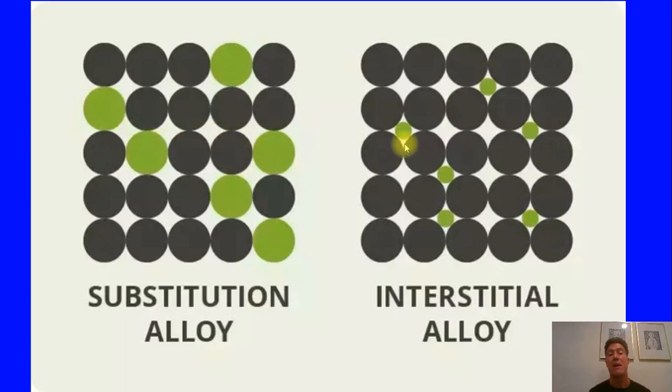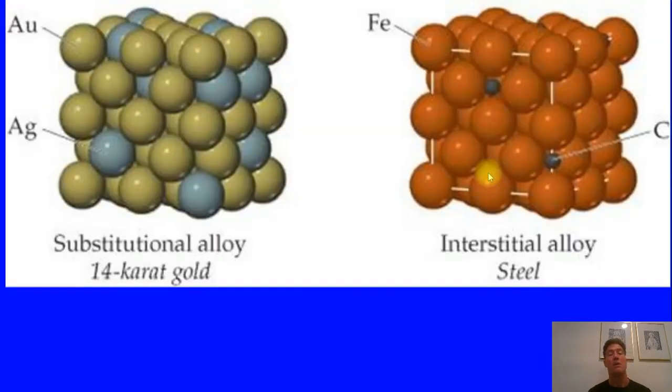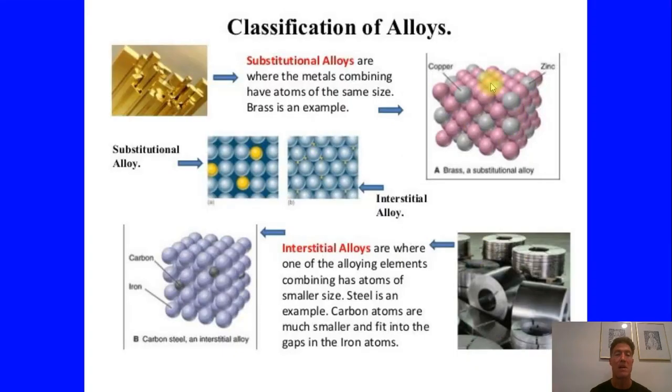This is different from interstitial, where the original atoms all stick around. We're just sticking some smaller interstitial atoms in these spaces between. So here's an example of a substitutional alloy. When you have 14 karat gold, you replaced about half of the gold atoms with silver. Here's an interstitial alloy known as steel, which we already mentioned, carbon stuck into the interstitial spaces with the iron.